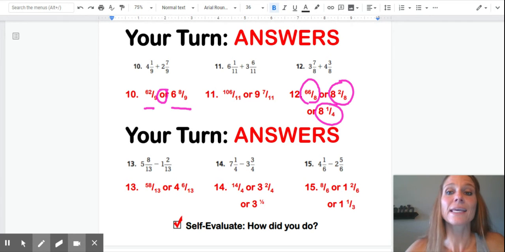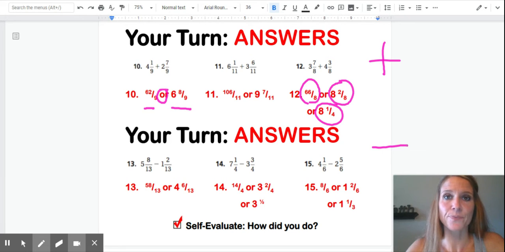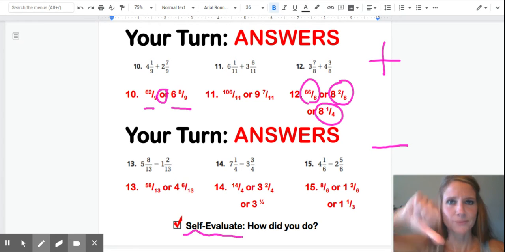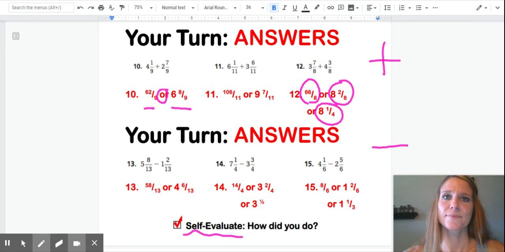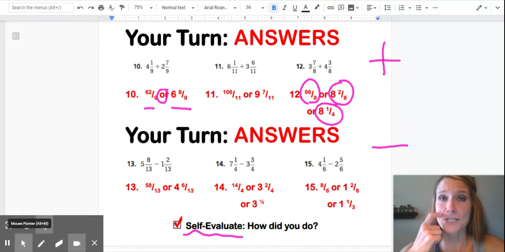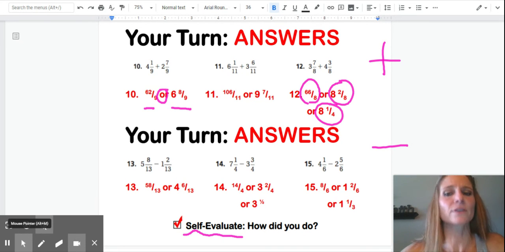Were you successful in adding those mixed numbers together? And were you successful in subtracting those mixed numbers? So pause the video while you do a little self-evaluation. How did you do on those skills? If you find that you need more practice with these skills, no worries, that's what I'm here for. But you might have to be willing to put in a little bit of overtime. I also have lots of video examples and things in our Google Classroom, extra practice, game links even, that you can use to keep practicing, because practice makes us better. Not perfect, just better.